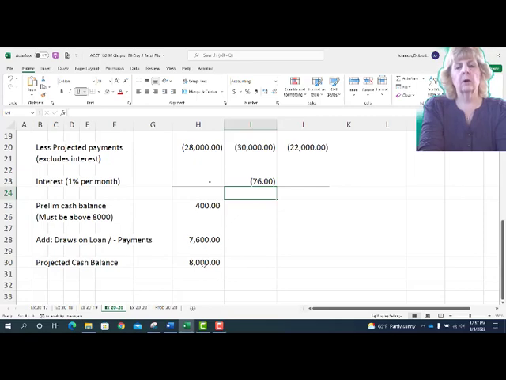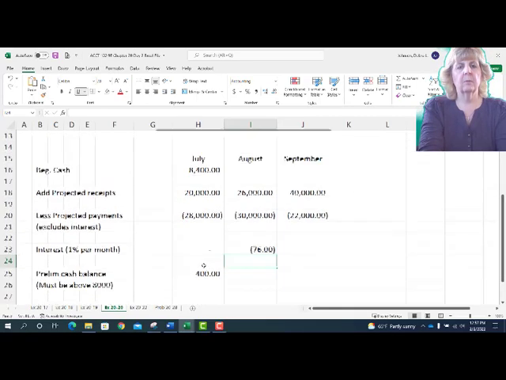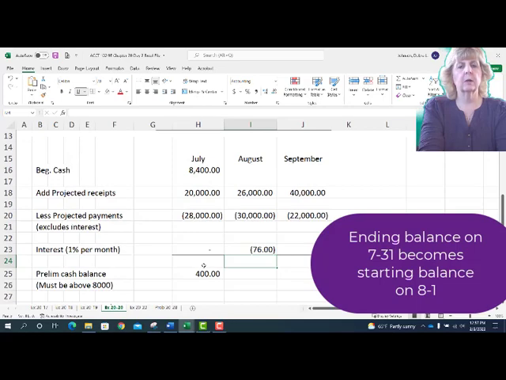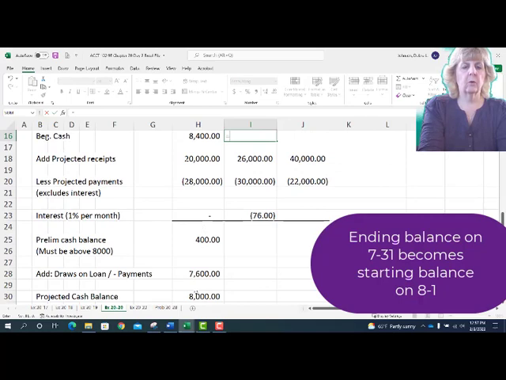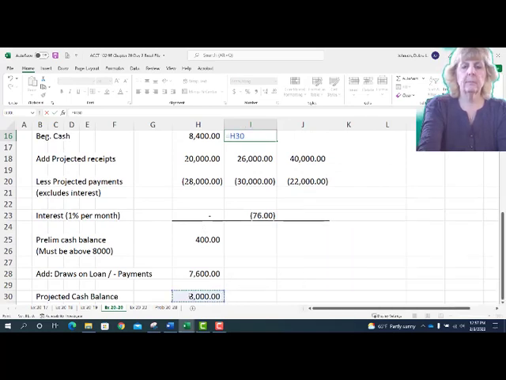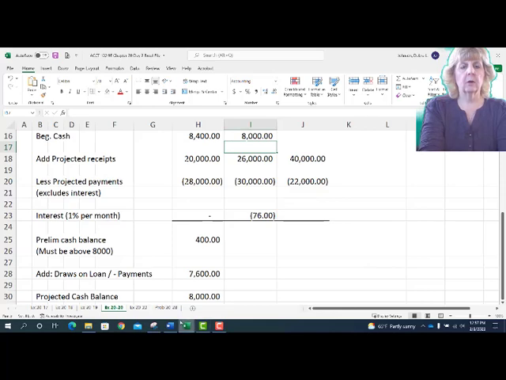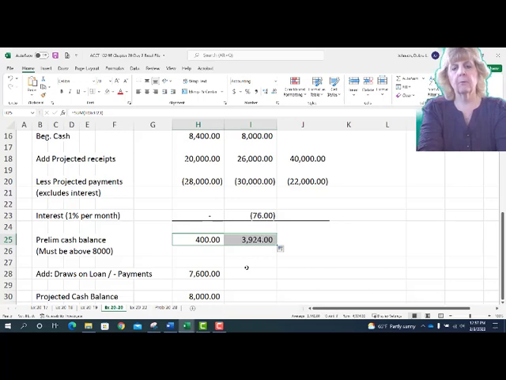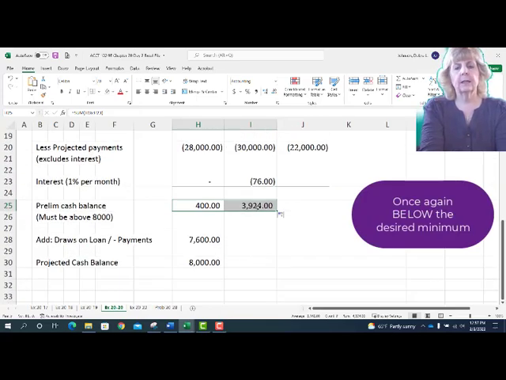That $8,000 that exists at the end of the month of July is going to be our starting balance for August. So I'm going to put an equal sign in. I'm going to go grab the 8,000 and press enter. And now I'm ready to recompute the cash balance. I'll go ahead and use my same formula. So in the next month, I have a preliminary cash balance of $3,924. Again, it needs to be $8,000.